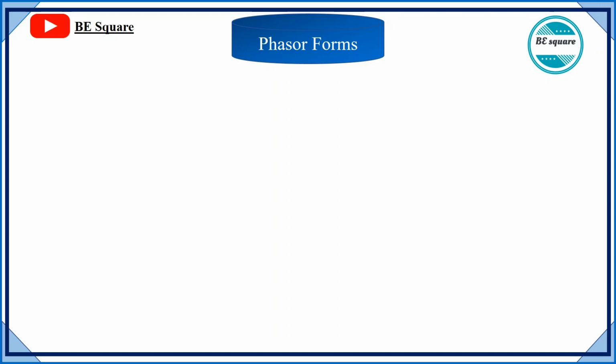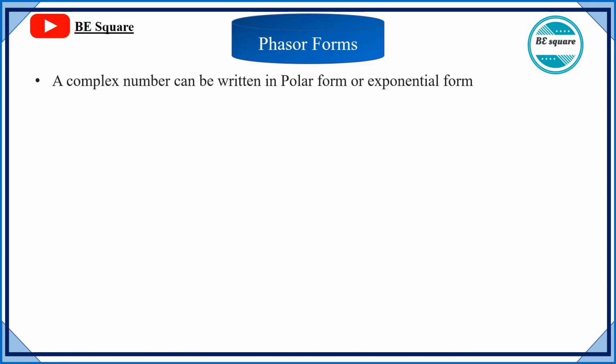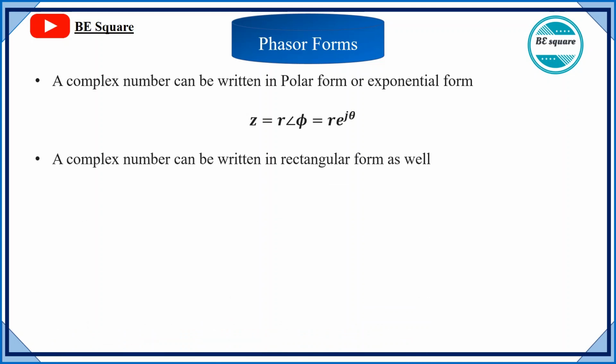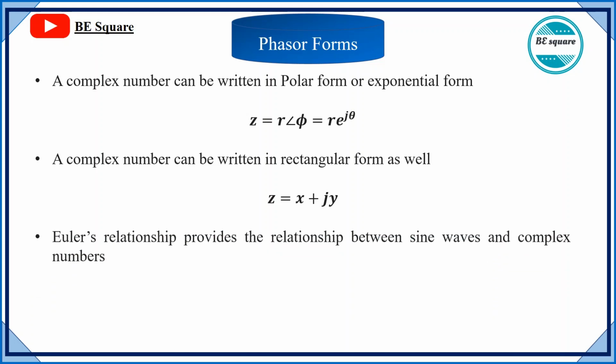Now consider some phasor forms. A complex number can be written in polar form or exponential form. Z equals R with angle phi equals R e to the power j theta. A complex number can be written in rectangular form as well. Z equals x plus j y is the rectangular phasor form. Euler's relationship provides the relationship between sine waves and complex numbers. e to the power j theta equals cos theta plus j sin theta. This relation is also known as Euler's relation.